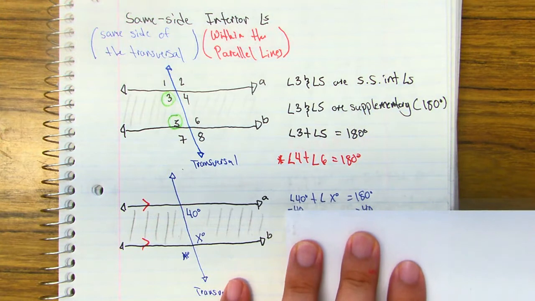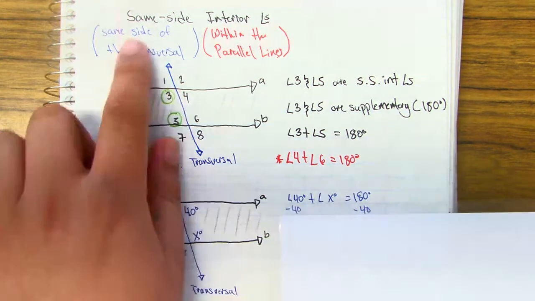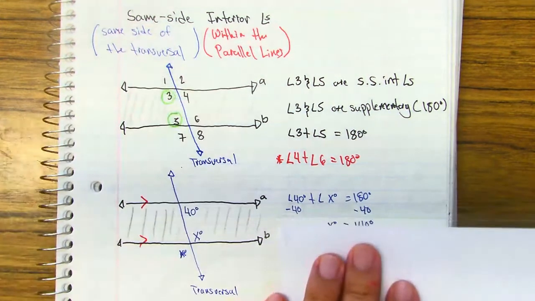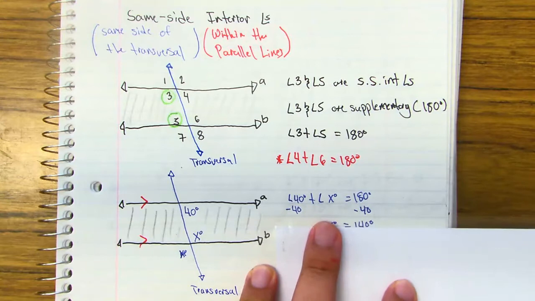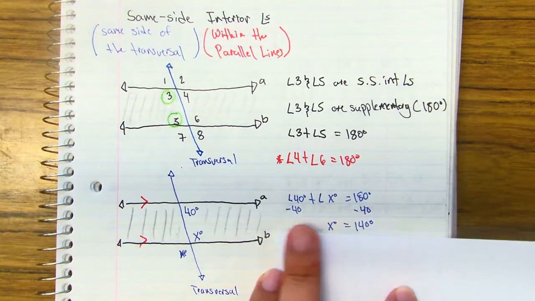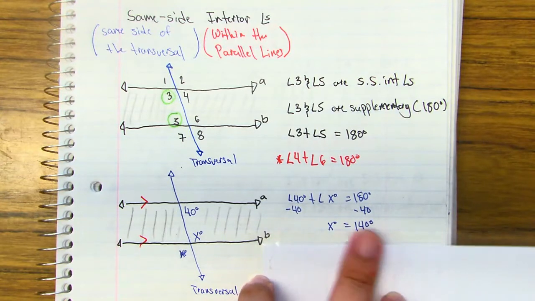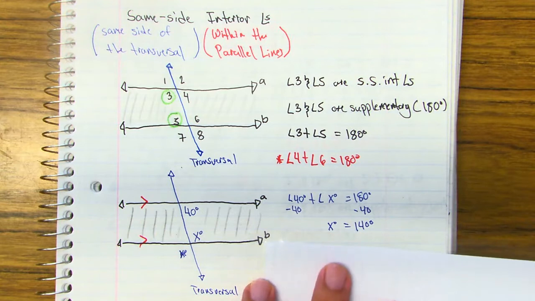How do you know they're 180 degrees? Because they are same side interior angles. So what you do is you minus 40 on both sides. If you add 40 plus degree of x equals 180, you minus 40 on both sides of the equation, and you'll find the value of x, which is the degree of x equals 140 degrees.